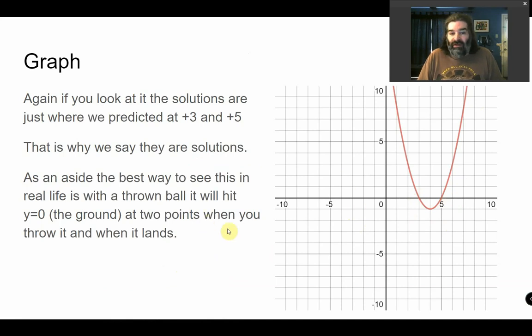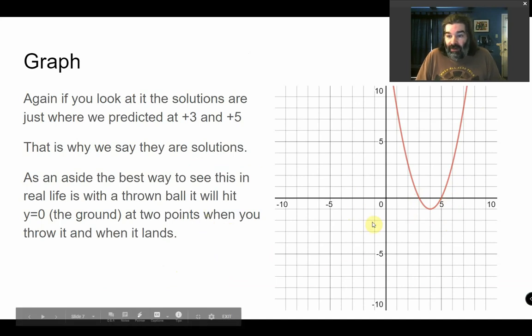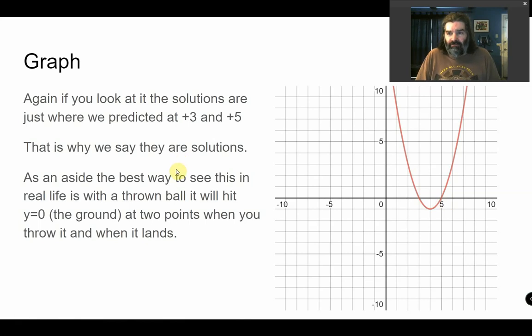By the way, that's a great way to test. Just put the equation in Desmos, graph it, and it should give you the exact answer that you got when you solved it. If it doesn't, something's wrong.